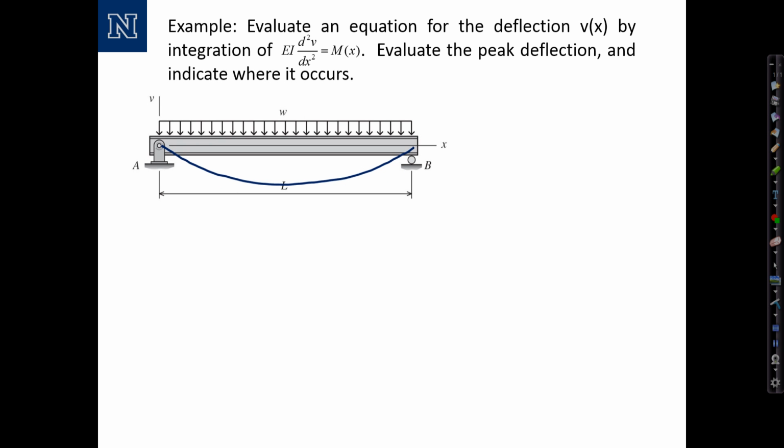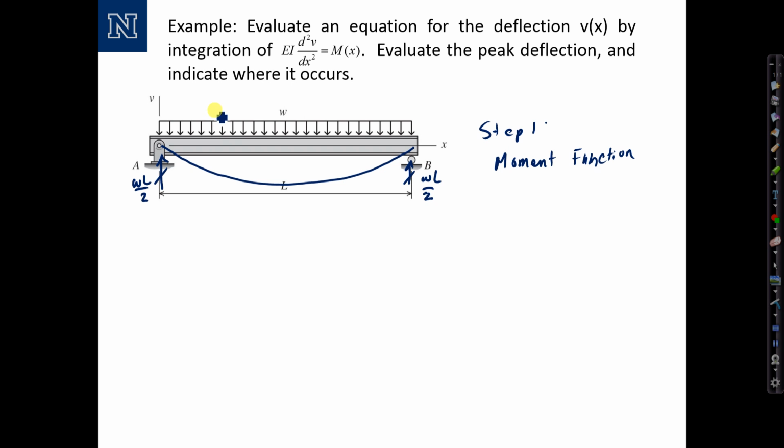Our procedure: we start with step 1, evaluate the moment function. First thing we need to do is solve for the beam reactions. Because we have simple supports, each support carries a vertical reaction. Because of the symmetry, they'll both carry half of the load, which is wL, so each reaction is wL over 2.